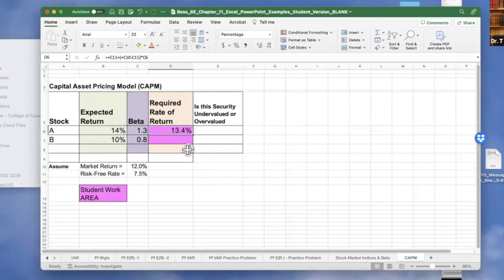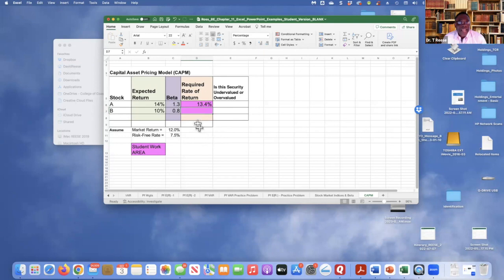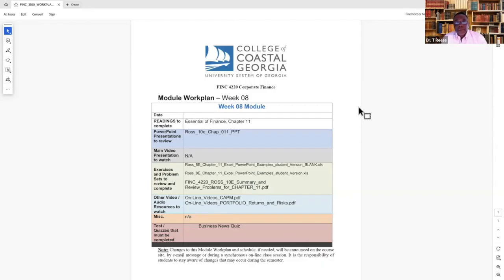I already put a formula in here in D6. You should examine the formula I have in D6. Use it as a guide to creating the formula in D7. This will help you understand the material in the chapter. So again, here's the module work plan for week 8. Happy studying.